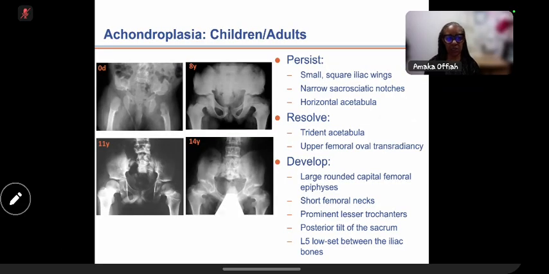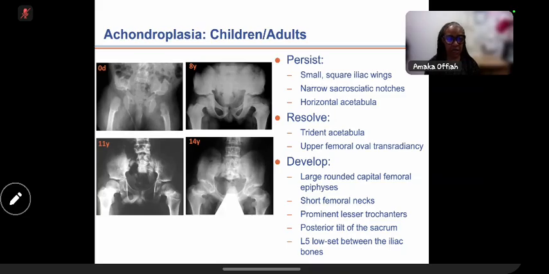As the child gets older, you lose the trident appearance. The sacrosciatic notch remains small. You lose the ice cream scoop appearance. In fact, the proximal femoral epiphyses become relatively enlarged. The femoral neck becomes short. Because they get an increasingly horizontal sacrum with the posterior tilt, you might find L5 situated very low between the iliac bones. So the features that you see are age dependent.